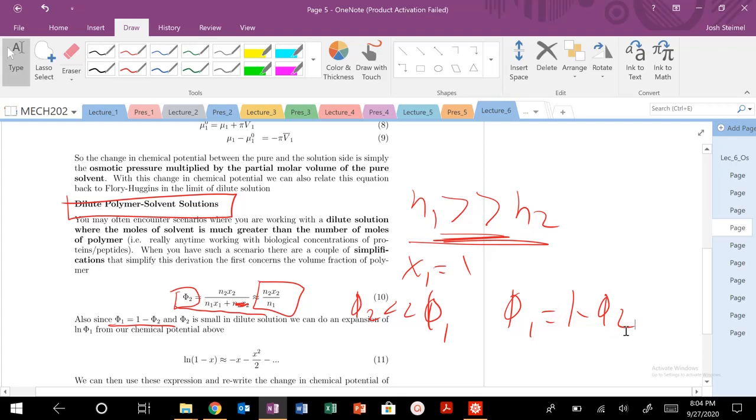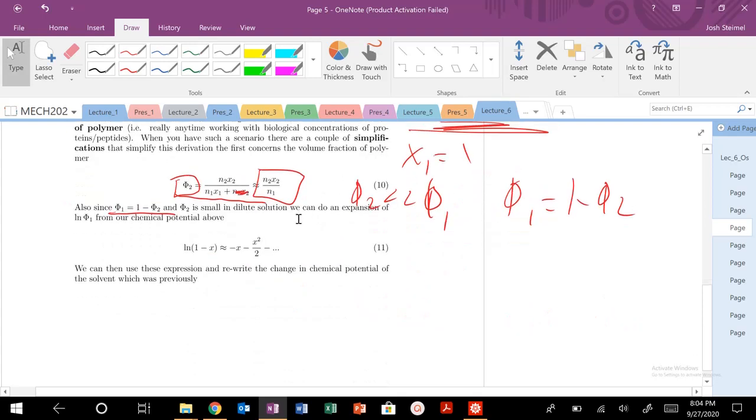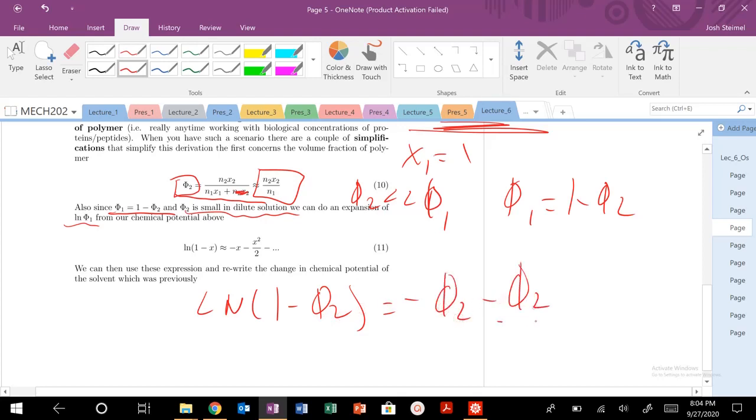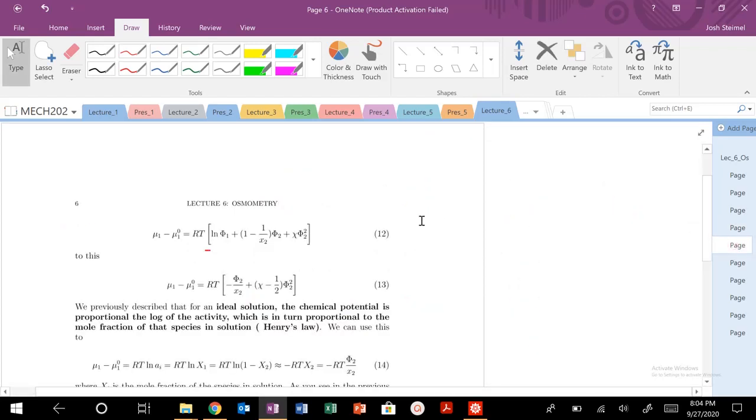If we know that phi2 is going to be small in this dilute solution case, we can do this expansion of phi sub 1. Plugging that in, we'll see in just a second, is going to be equal to minus phi2 minus phi2 squared. Why is Professor Stein doing this? Well, if you remember all the way back to lecture 4, we had this expression for the change in chemical potential for our solvent.